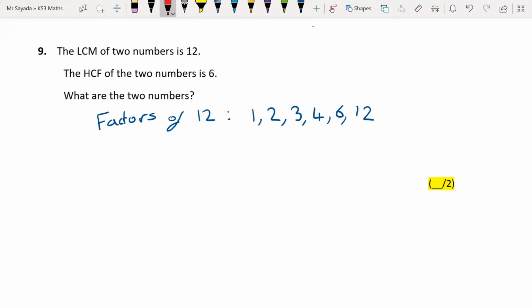Hopefully you've said that 1, 2, 3, and 4 are all too small to have a factor of 6. So therefore, my only two numbers which are left are 6 and 12. So my answer must be 6 and 12. I can then double check that I've done it right. Is the lowest common multiple of 6 and 12 12? Yes, it is. And is the highest common factor of 6 and 12 6? Yes, it is. So there we go. Pause the video to mark your work. Press play once you're done.